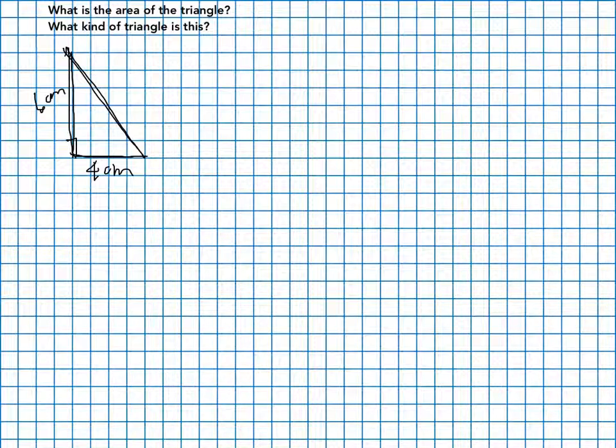Ladies and gentlemen, hopefully for this problem you did 6 times 4 divided by 2, and you came up with 12 square centimeters, and it is a right triangle because there is a right angle present right here. Alright, let's look at your next example.